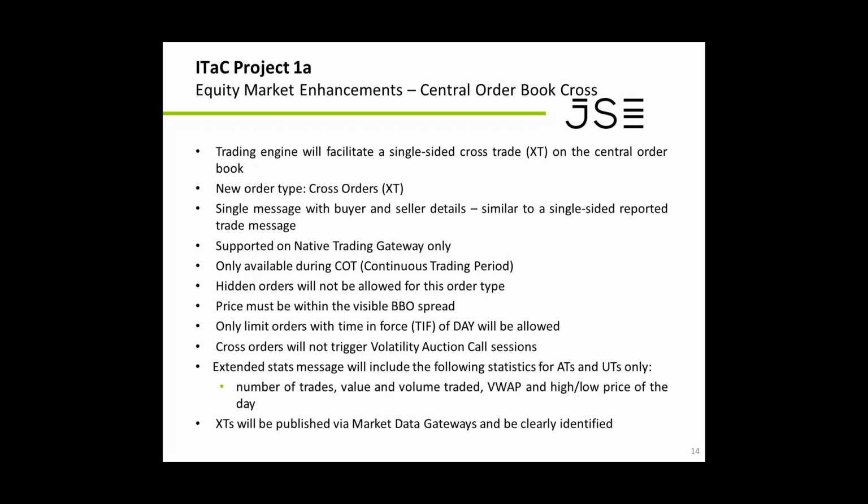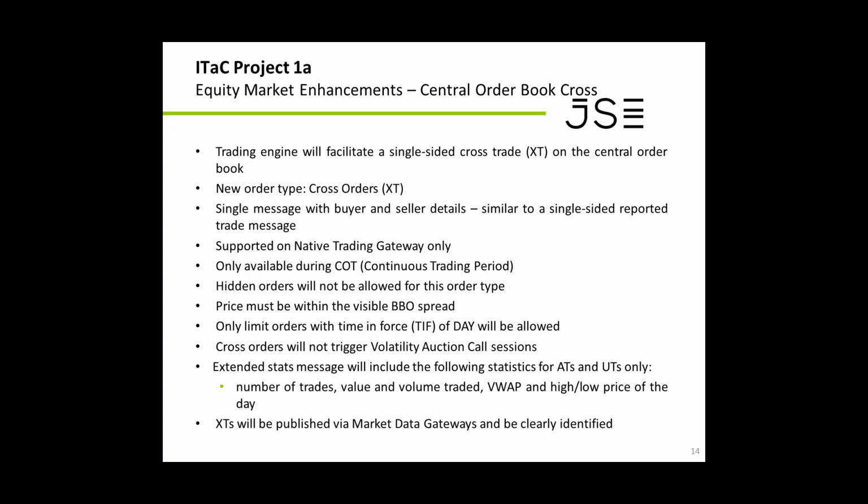Important to note is that this will be supported on the native trading gateway only. It will also only be available during the continuous trading period session. Hidden orders will not be allowed for this order type, and the price must be within the visible best bid offer spread. Also important to note is that only limit orders with time in force of day will be allowed for the cross orders, and they will not trigger a volatility auction call session at all.